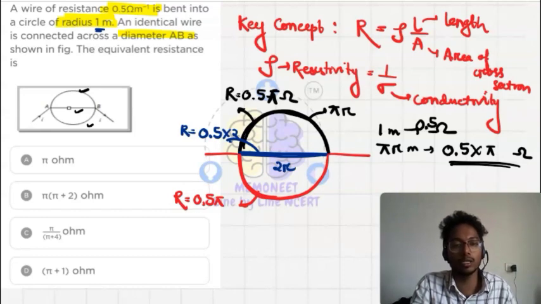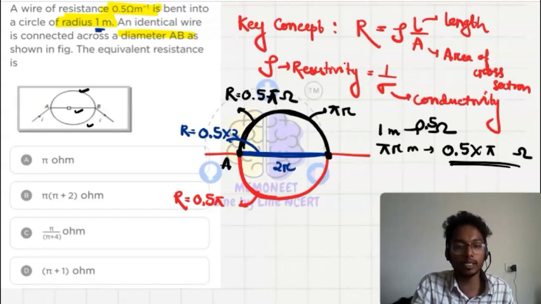So these three wires are in which condition? They are in parallel condition, as they are meeting at common points. Let this point be A and this point be B. These three wires are meeting at the common points A and B, so they are in parallel.